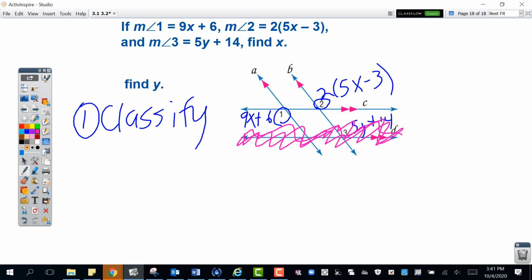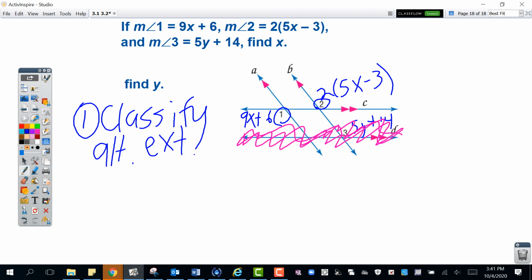All right, now let's look at angle 1 and angle 2. Are they interior or exterior angles? Oh, well, they're outside the two lines, so they're exterior angles. Are they on the same side of the transversal, which, by the way, this time is line C, or are they on opposite sides? They're on opposite sides. Therefore, they are alternate exterior angles.